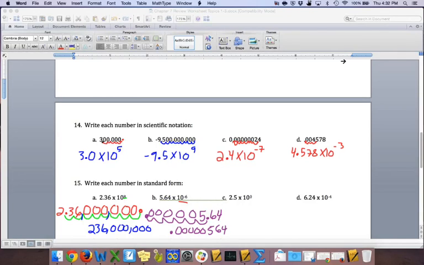Okay, and lastly, oh no, there's 2 more. So the next one, 2.5 times 10 to the 0. You should know that anything to the 0 power is 1. So in this case, we're not moving the decimal point. It's simply going to be 2.5.